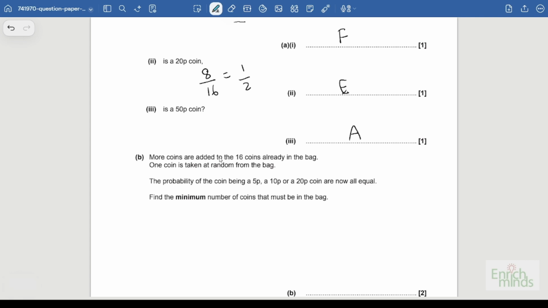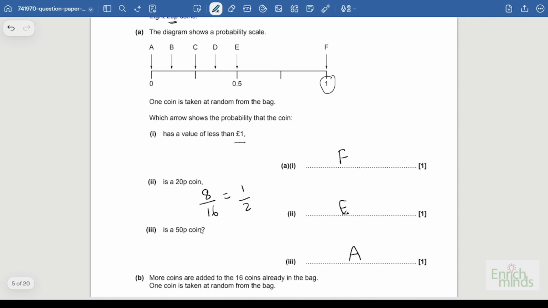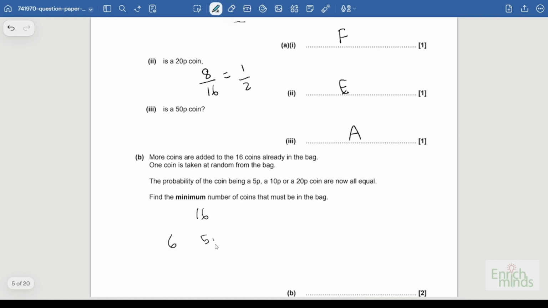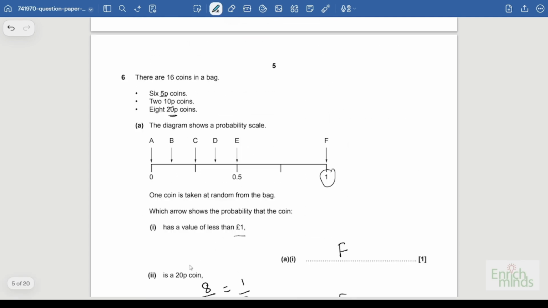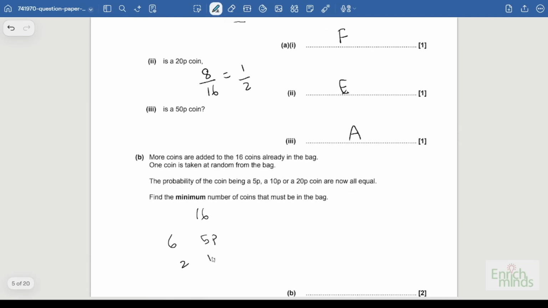Now more coins are added to the 16 coins already in the bag. 1 coin is taken at random from the bag. The probability of the coin being a 5p, a 10p or a 20p are now equal. Find the minimum number of coins that must be in the bag. Now there are already 16 coins, of which 6 are 5p, 2 10p and 8 20p coins we have.